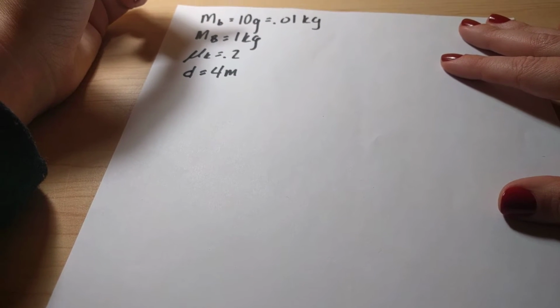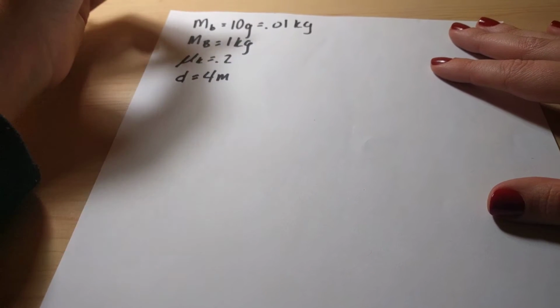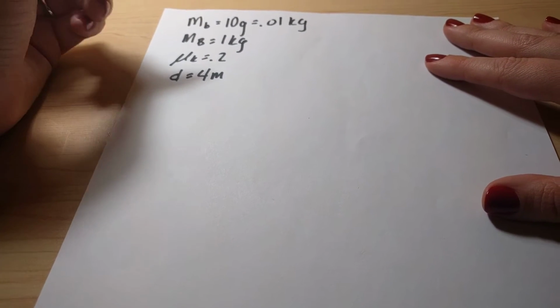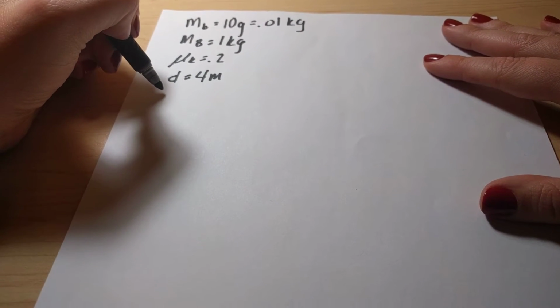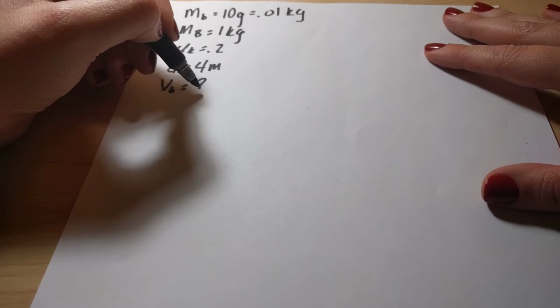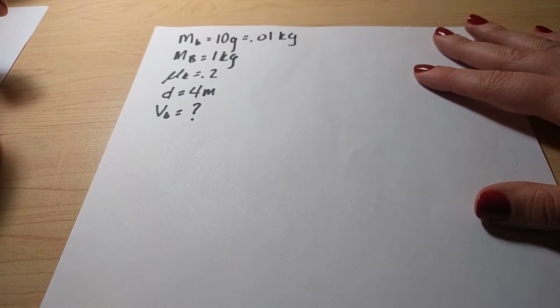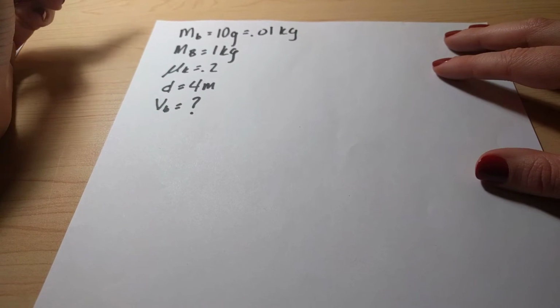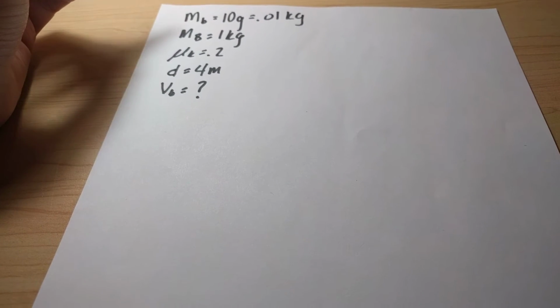You want to know what was the bullet's speed. So that's the speed at which the bullet enters the block. So you want to find the velocity of our bullet. All right. So this problem here is going to be basically a two-part problem.